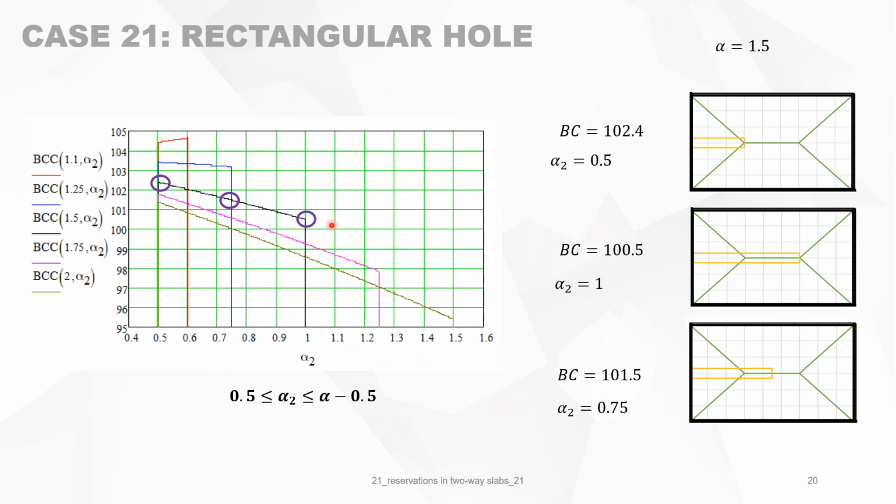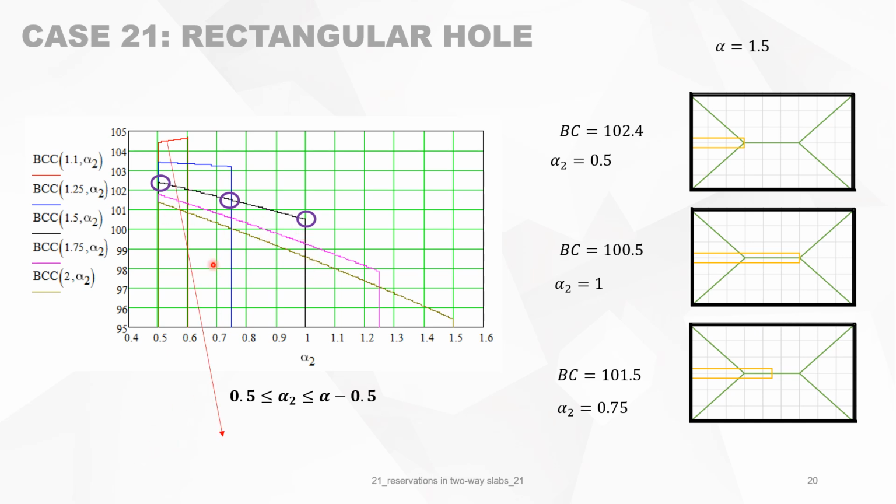And then you have this situation where alpha 2 is equal to 1. So it's this form of reservation, and you have a bearing capacity of 100.5. So you see when alpha is 1.5, the upper limit is 1, the lower limit 0.5. So you go from 0.5 to maximum 1. After that, it's not possible anymore.